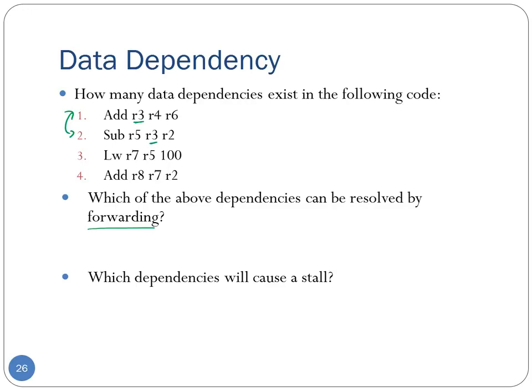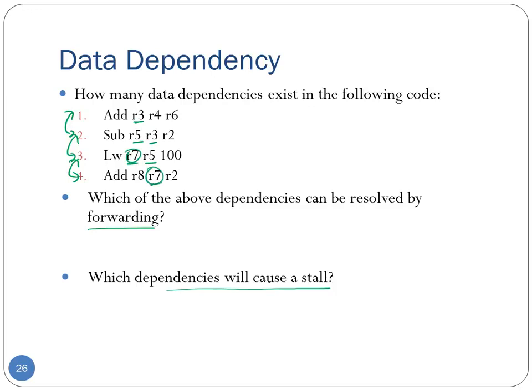data forwarding. Similarly, this dependency between instructions 2 and 3, which was because of R5, once again you see this load word depends on subtract, so subtract is an arithmetic instruction, so this can also be resolved using data forwarding. The next question here is which dependencies will cause a stall, right? So notice that the last dependency between instruction 3 and 4, you see this add depends on the load word because of R7.